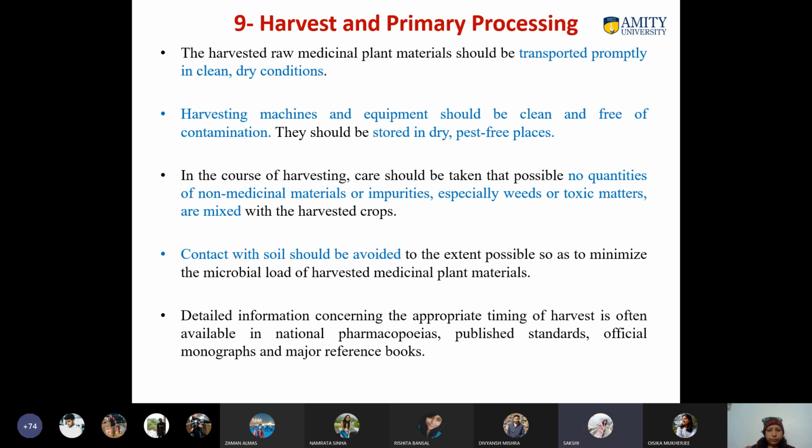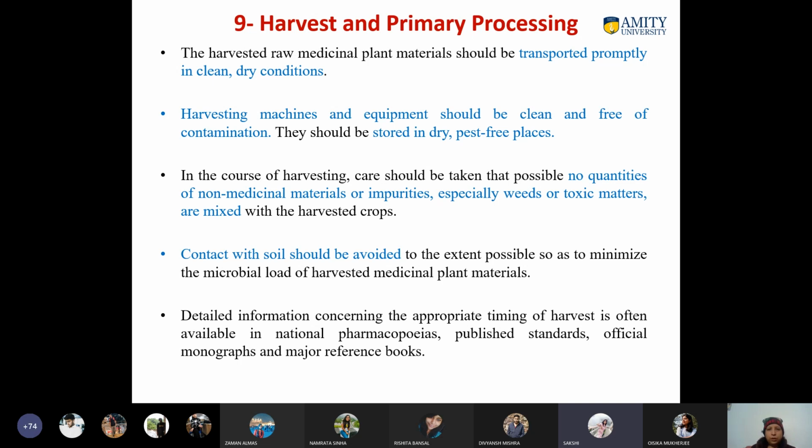Detailed information concerning the appropriate timing of the harvest is available in National Pharmacopoeias, published standards, official monographs, and major reference books.